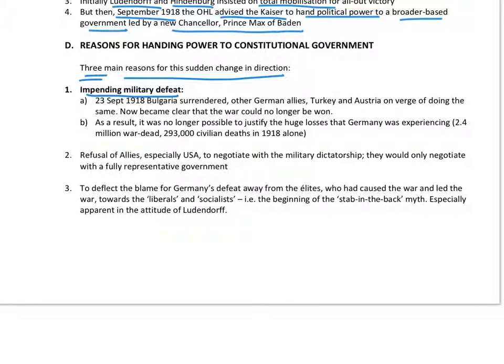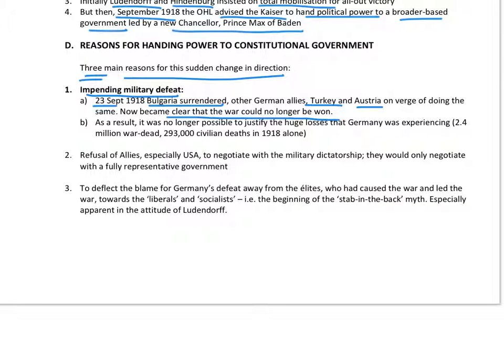Remember, Germany had allies in World War I. The three main allies: Bulgaria, Turkey and Austria. Now on the 23rd of September, Bulgaria surrendered. Her other allies, Turkey and Austria, were on the verge of doing the same. So it now became clear that the war could no longer be won.